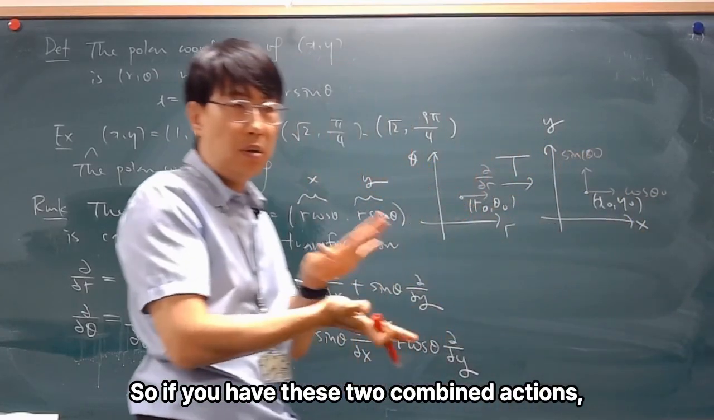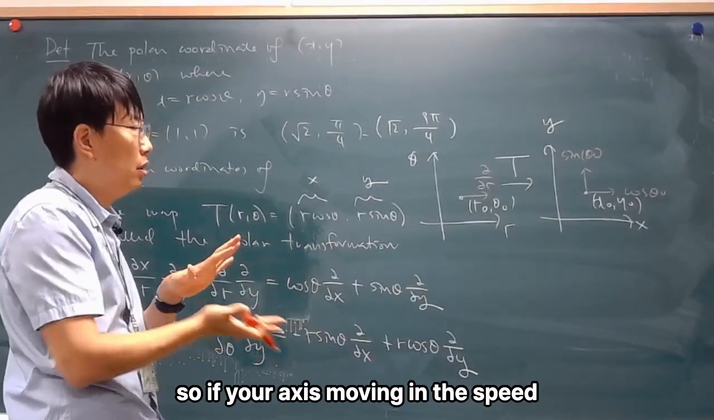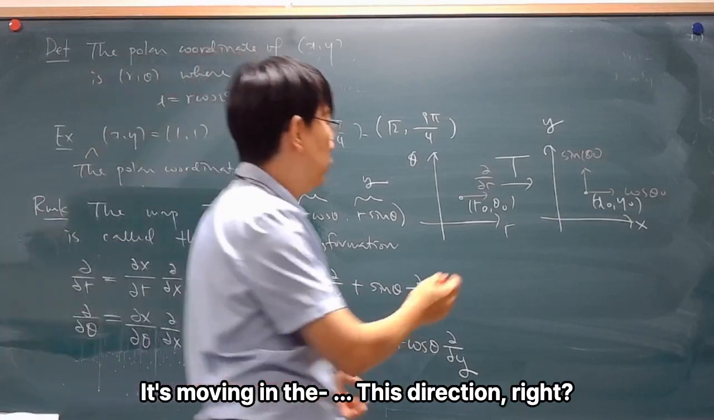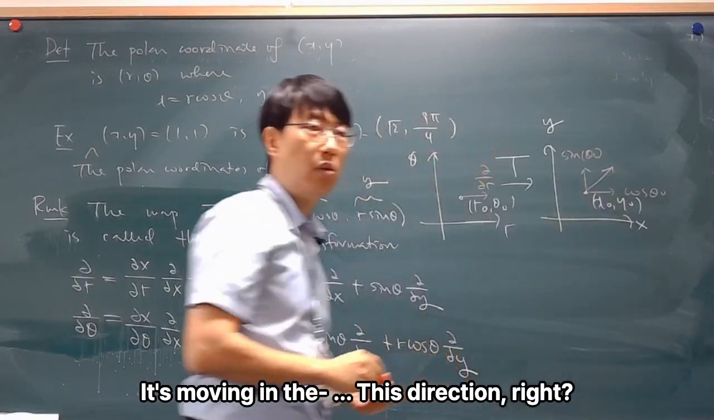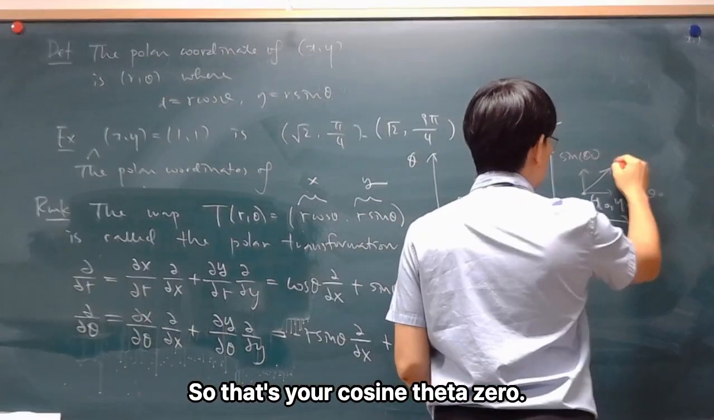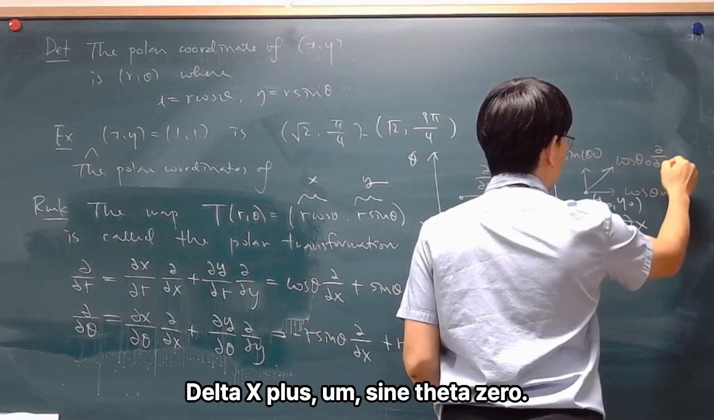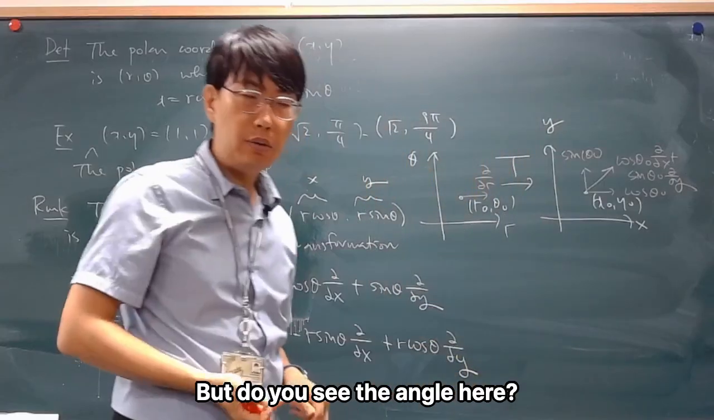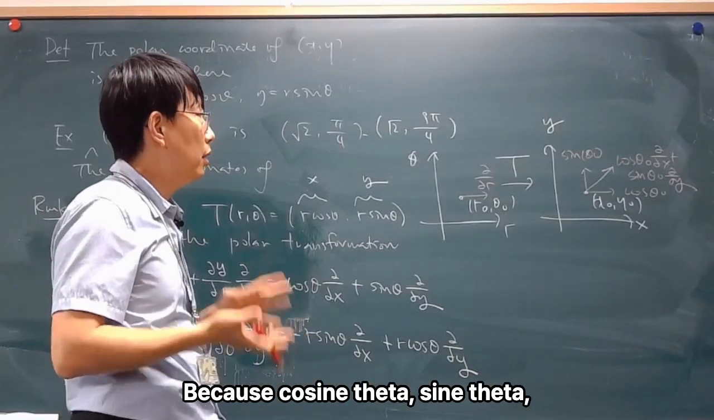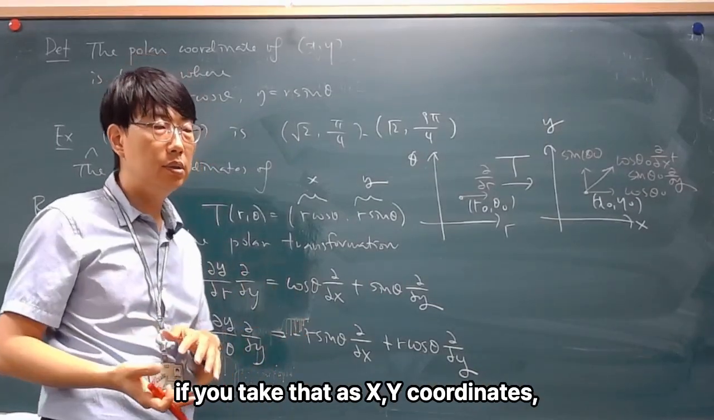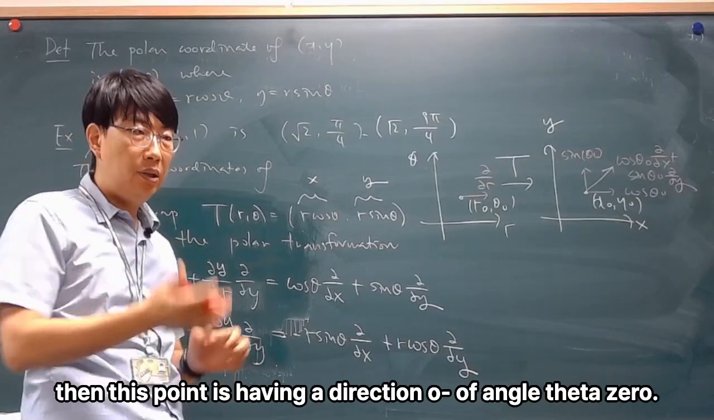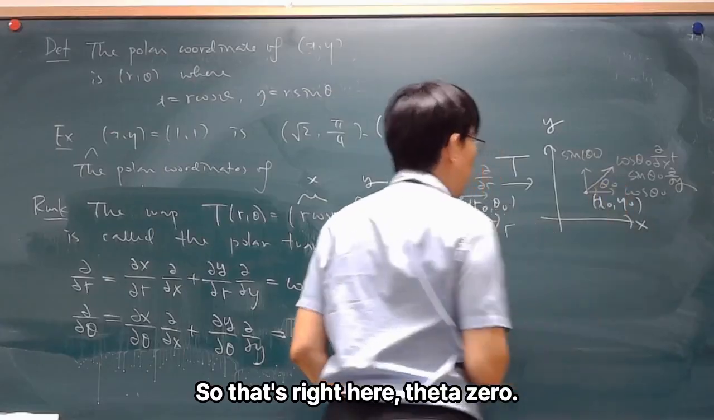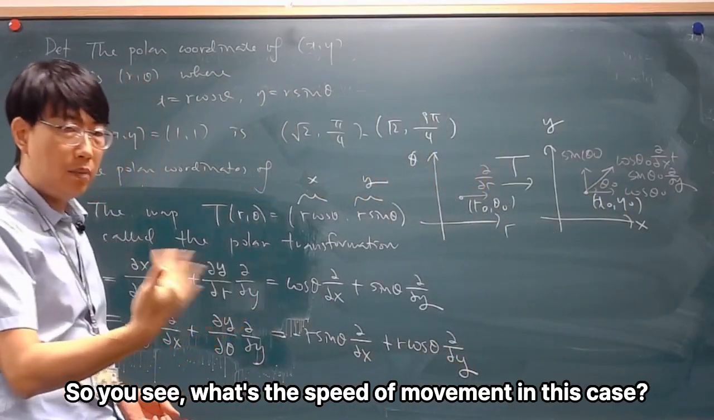So if you have these two combined actions, so if your x is moving at the speed of cosine theta, and y is moving at sine theta, what's the overall movement? It's moving in this direction, right? So that's your cosine theta 0 ∂/∂x plus sine theta 0 ∂/∂y, right? But do you see the angle here? Because cosine theta, sine theta, if you take that as xy coordinates, then this point has a direction of angle theta 0. So that's right here, theta 0.